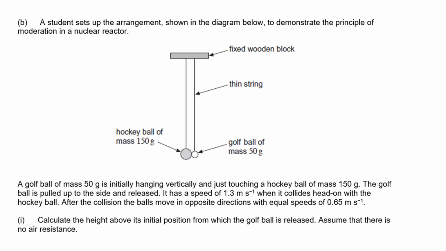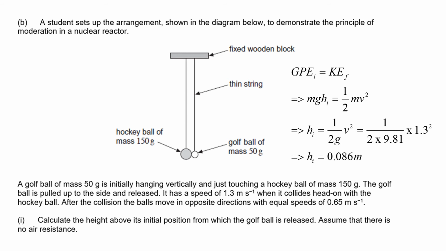So its GPE has been transferred to kinetic energy. And after the collision, the balls move in opposite directions with equal speeds of 0.65 meters per second. Calculate the height above the initial position from which the golf ball is released, ignoring air resistance.